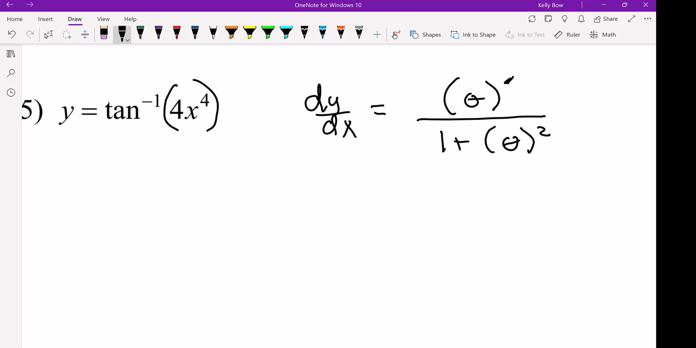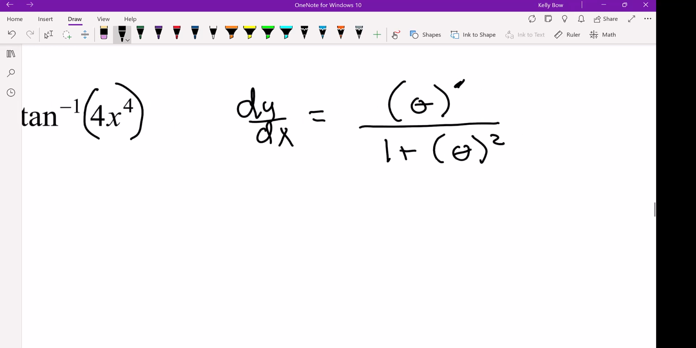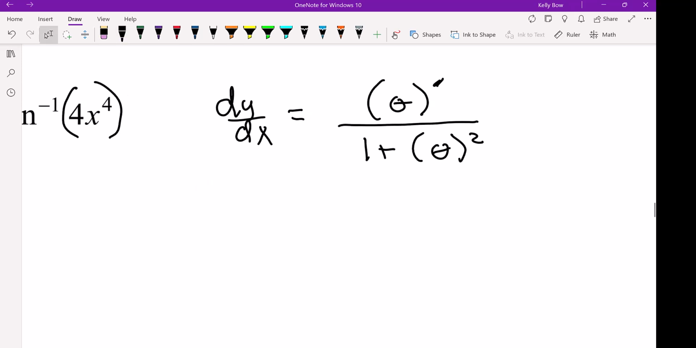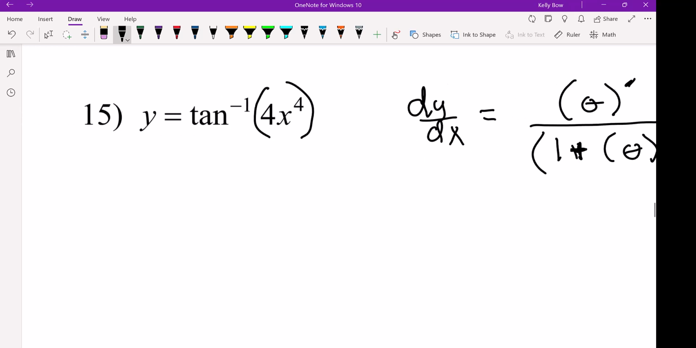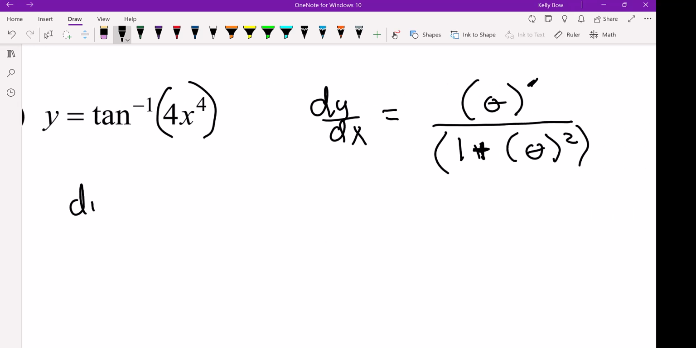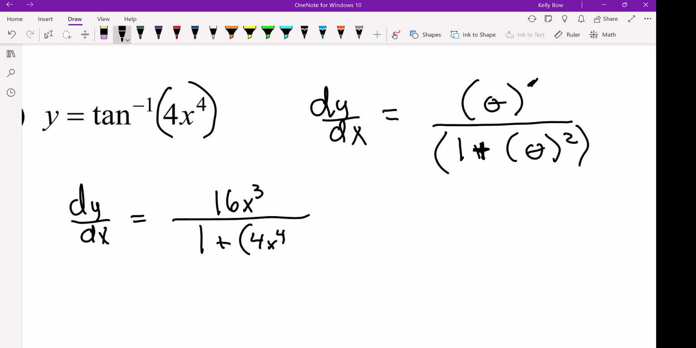All right, so here's our theta, and the inverse tangent is the derivative of theta over, the radical sign goes away, and this is now a plus sign down here. So dy dx equals the derivative of 4x to the fourth, which is 16x cubed, over 1 plus theta squared, and then we simplify that further.